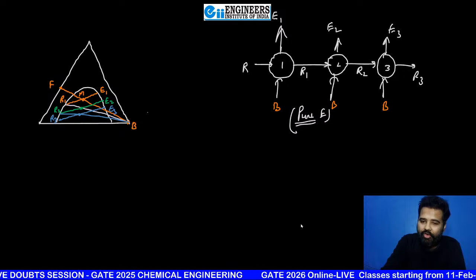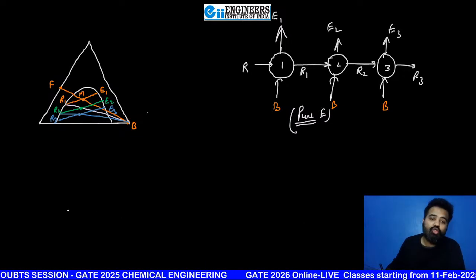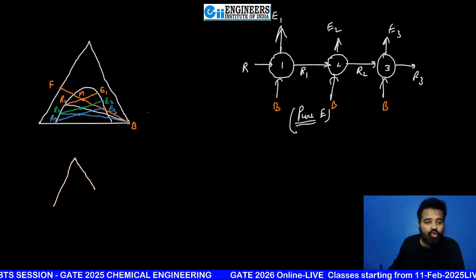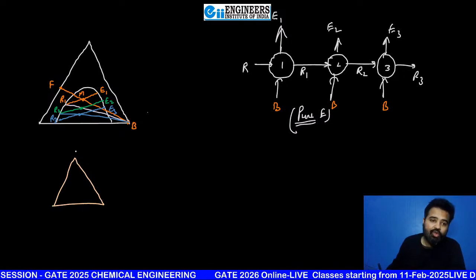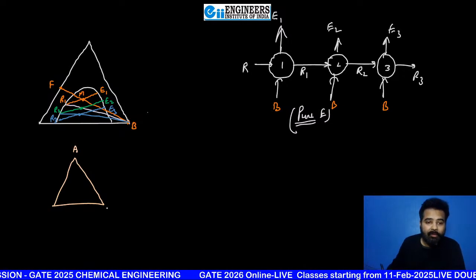Now a few more things I want to discuss, beta. Everyone knows how to read this triangular diagram. How to read this triangular diagram? Suppose here you're writing A, here you're writing B, and you're writing C.